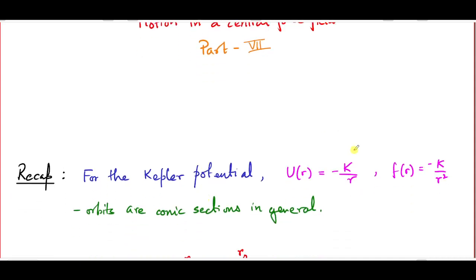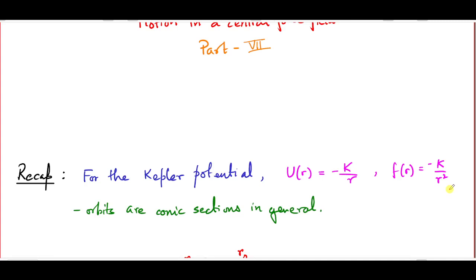Let me remind you that there we were essentially talking about motion specifically in the Kepler potential U(r) = -K/r, where capital K is a constant which, when positive, indicates that the force is attractive, and when negative, it indicates that the force is repulsive. The magnitude of the central force that you calculate from this U(r) turns out to be -K over r squared, the famous inverse square law.